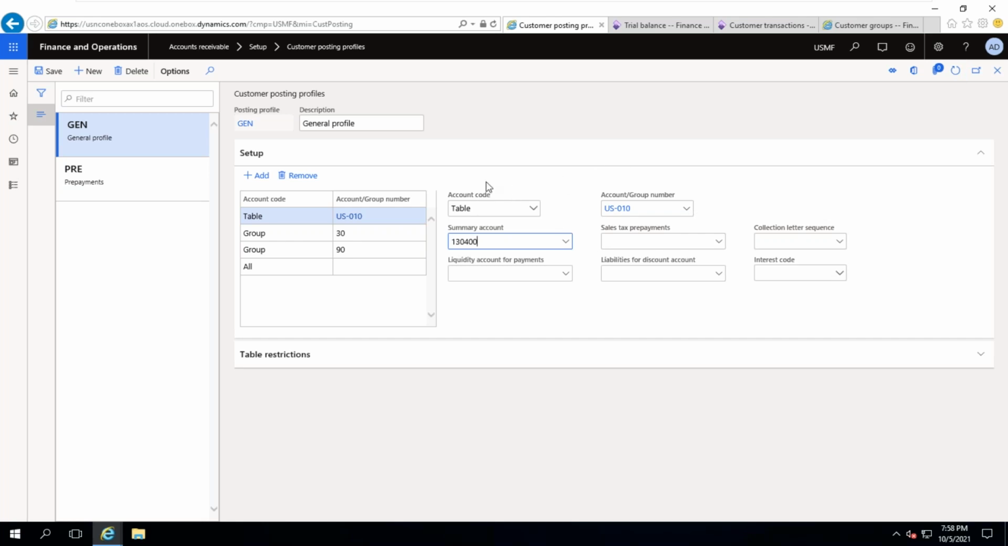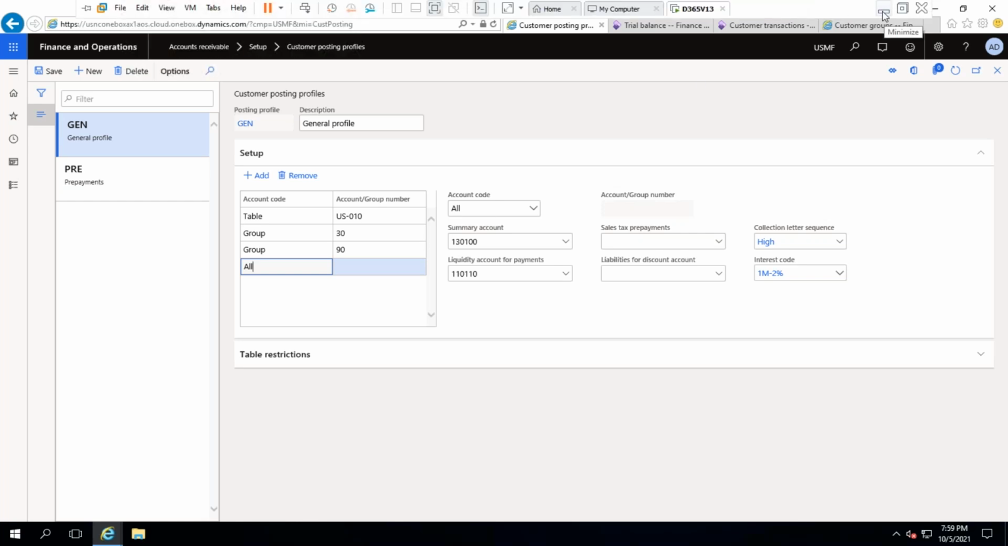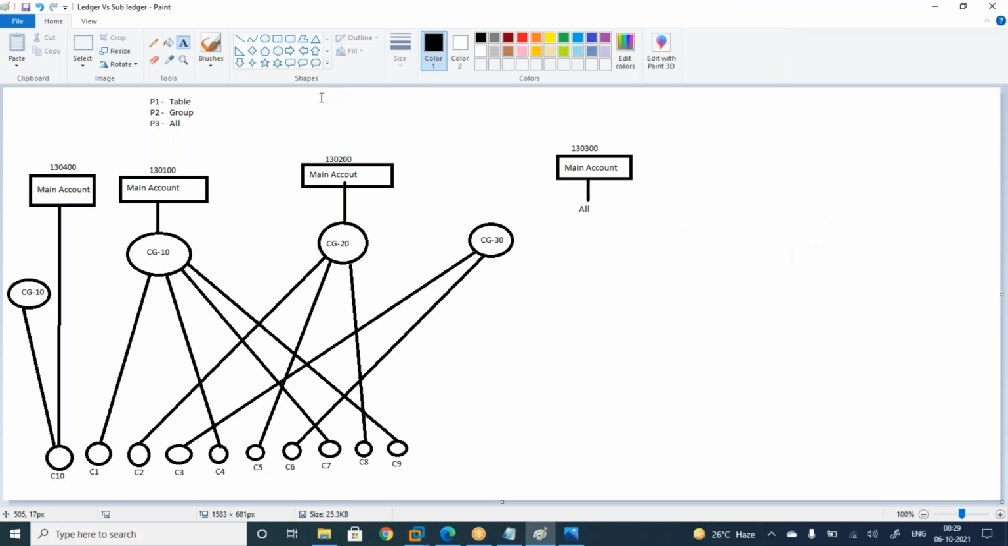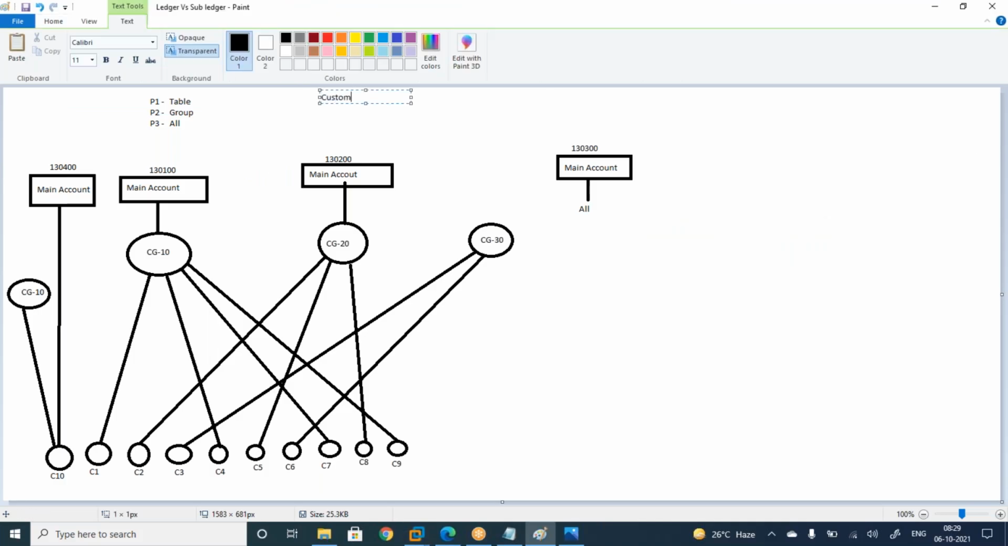If table level mapping does not exist, it will go for group level. If a group level ledger account is there, it will post to this account. If group level is also not mapped, then it will go for all. Understood? Any confusion here? This is very important. All these things are available in the customer posting profile.